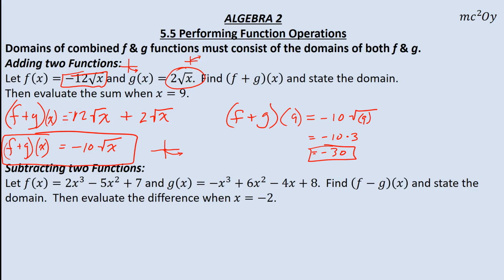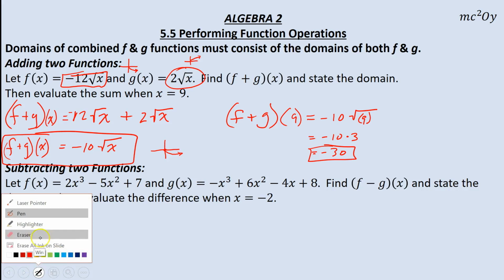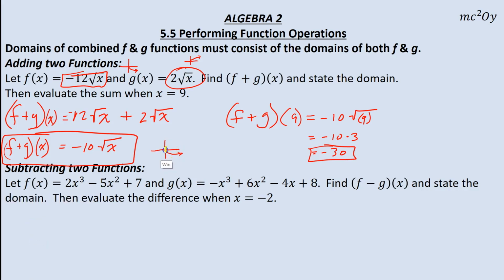Well, notice when I'm thinking about domain, really what I'm doing is focusing in on the x values. Where does it exist on x? Well, notice on all these, it exists to the right of 0 on x. So when I make this statement here, domains of combined f and g functions must consist of domains of both f and g. Well, here's the domain of f, or here's where it exists, and here's where it exists for g, and it's in the same spot.